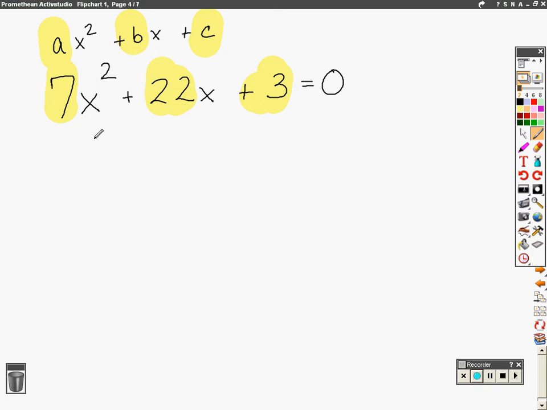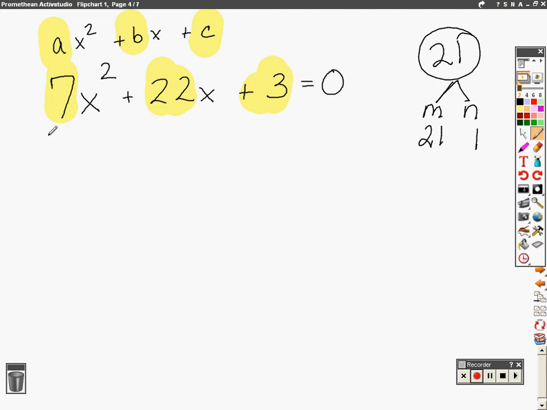So we learned in class to multiply the a and the c, and we get 21. And we're looking for the factors of 21 that add to 22. All right, so there's a couple factors of 21, but the two factors of 21 that add to 22 would be 21 and 1, because they multiply to 21, but add to 22.